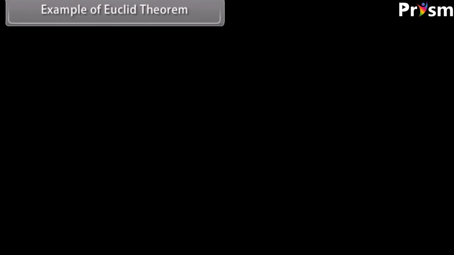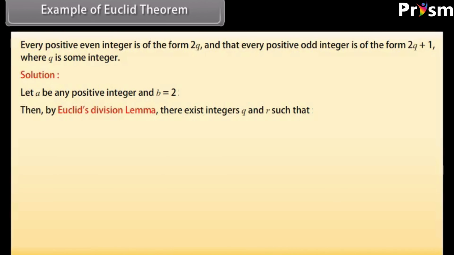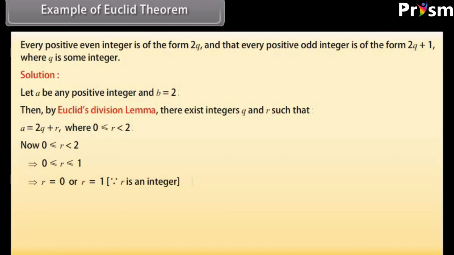Example of Euclid theorem. Let us now prove that every positive even integer is of the form 2q and that every positive odd integer is of the form 2q + 1, where q is some integer. Solution. Let a be any positive integer and b = 2. Then by Euclid's division lemma, there exist integers q and r such that a = 2q + r, where 0 ≤ r < 2. Now, 0 ≤ r < 2 implies 0 ≤ r ≤ 1, which implies r = 0 or r = 1 because r is an integer.